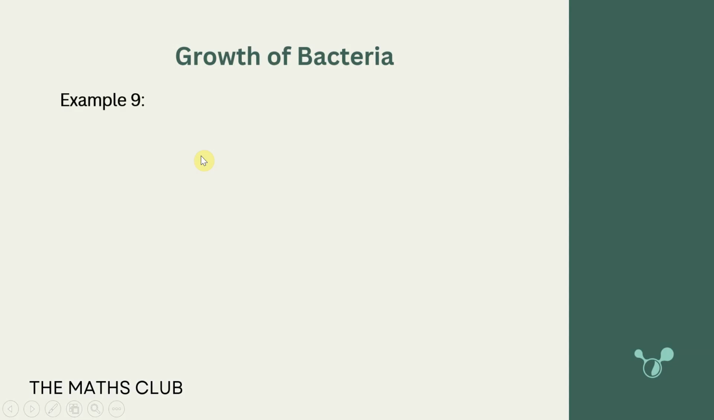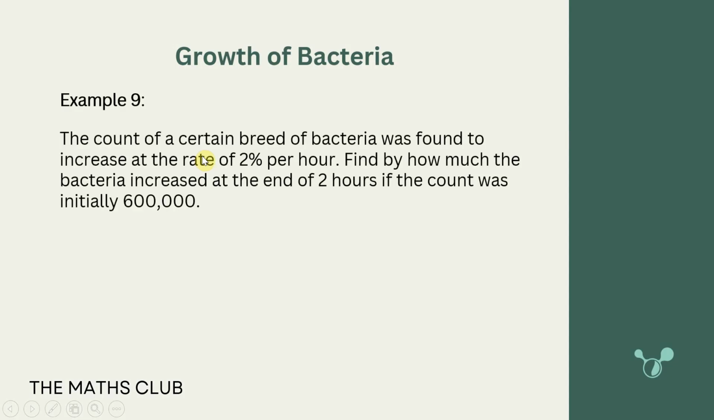Let's see this example for growth of bacteria. It says that the count of a certain breed of bacteria was found to increase at the rate of 2% per hour. Find how much the bacteria increased at the end of 2 hours if the count was initially 600,000. Pause the video and try this yourself. Great, let's solve it together.